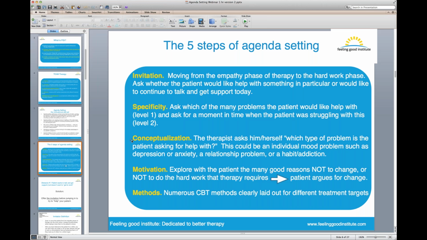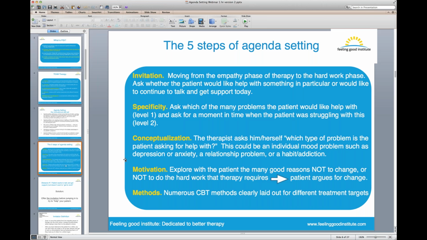Is it an individual mood problem? Is it a relationship problem? And that helps me to think, what tools am I likely to use or offer this patient, as well as what are the likely forms of resistance? Because it appears to us that there are pretty different flavors of resistance depending on the conceptualization, depending on the category of the problem the patient has, and of course depending on the patient as well.